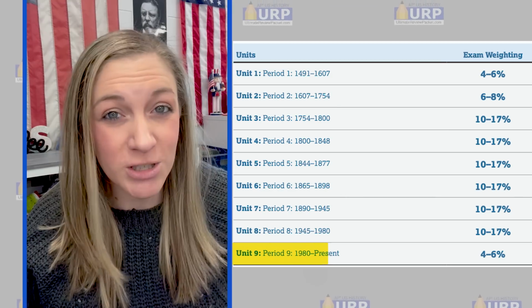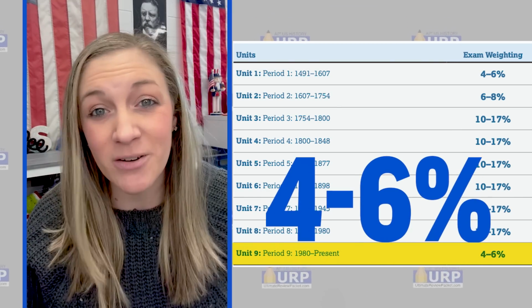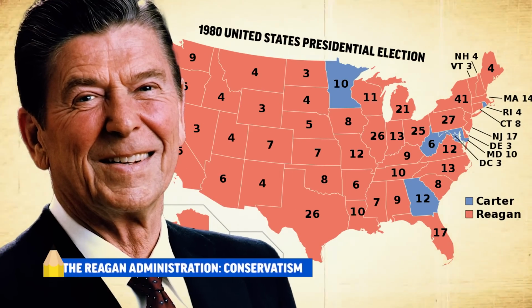Period 9 is one of the shortest units in APUSH, so you'll likely only see a few questions on your AP exam. You'll never see period 9 in a DBQ, but you're highly likely to see it in the multiple choice section. Ronald Reagan won the election of 1980 against Democrat incumbent Jimmy Carter.